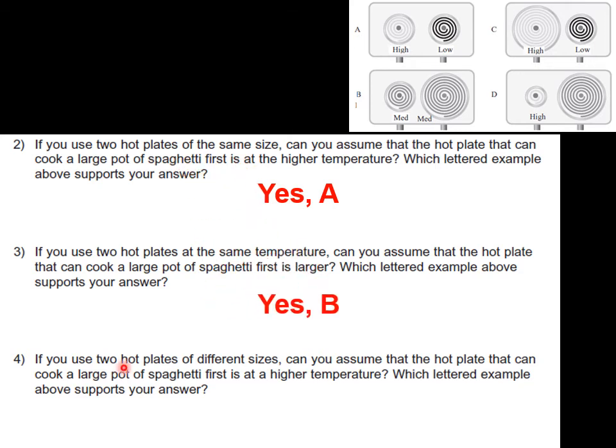Now, if we use 2 hot plates of different sizes, can we assume that the hot plate that can cook faster is at a higher temperature? Well, in this case would be something like in this situation, in which we have a very small and a very large, but this one is very hot and this one is not so hot. Then it's hard to tell.